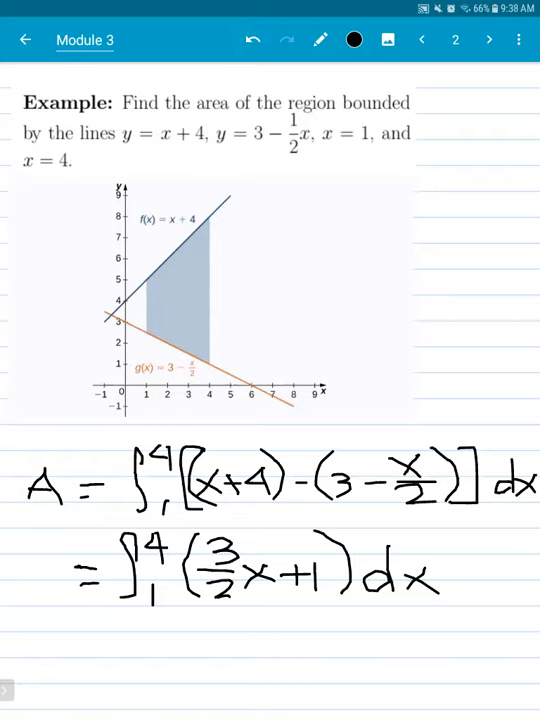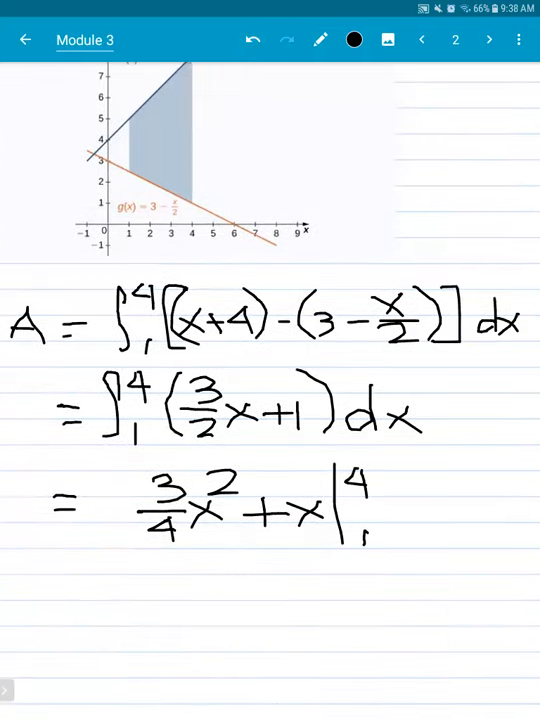And this is easy. You will just be using the power rule. So for this one, you integrate it, you'll get 3/4 x squared, and then plus x for the integral of 1, and then limits 1 to 4. And you've learned this again in the previous module.